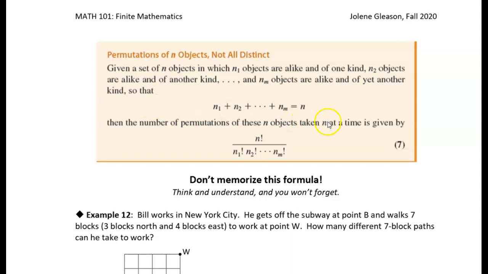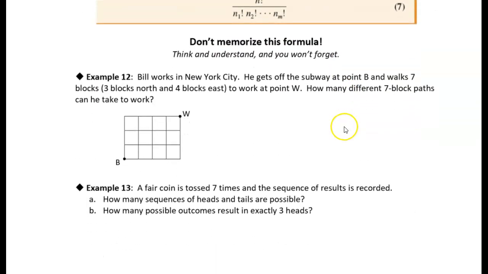Okay, so let's take a look at example 12. All right, so Bill works in New York City. He gets off the subway at point B and walks 7 blocks, 3 blocks north and 4 blocks east to his work at point W. How many 7-block paths can he take to work?